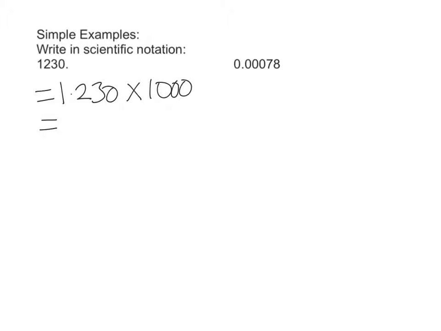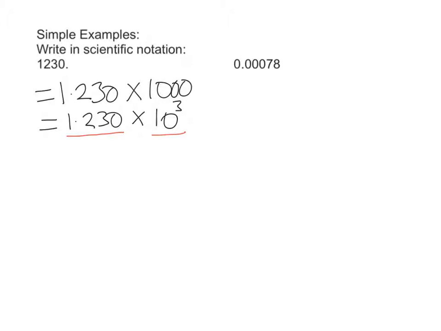Then I can rewrite it as 1.230, and instead of writing times 1,000, I'm going to write times 10 to the power 3, because 10 to the power 3 is 1,000. That number is now in scientific notation. Scientific notation has two parts: a normal decimal number, where the decimal point is always after the first digit, and it's multiplied by 10 to the power whatever. In this case, it's 3.